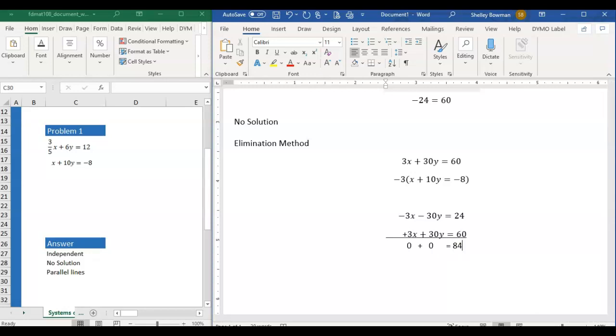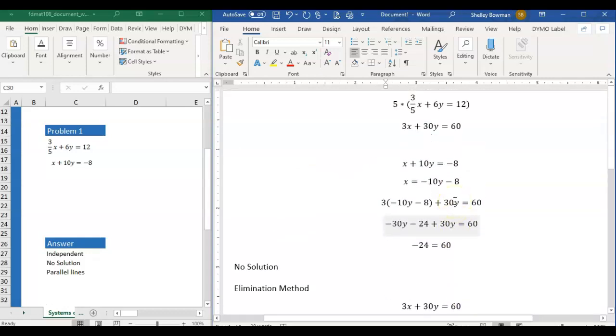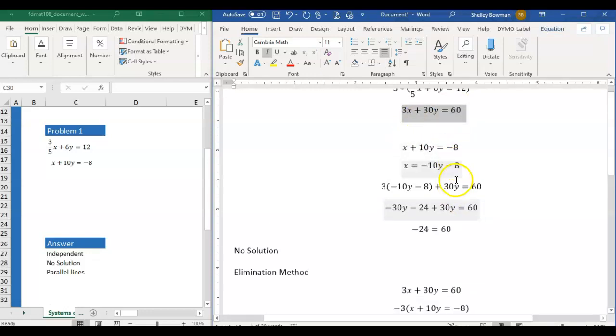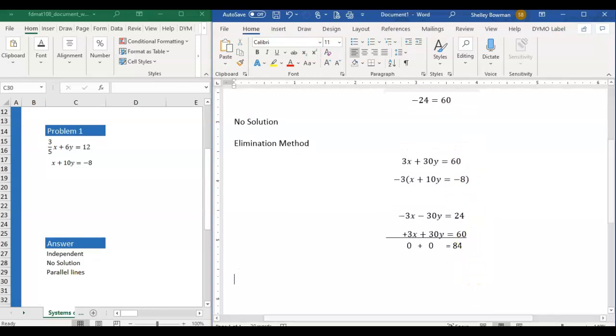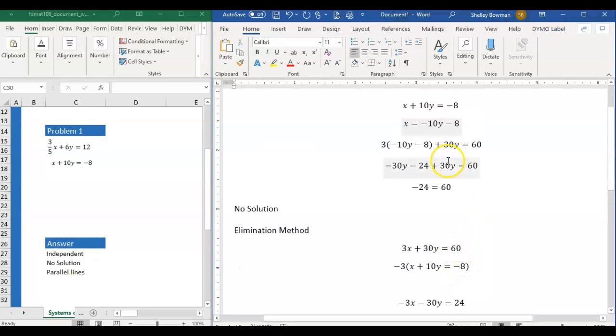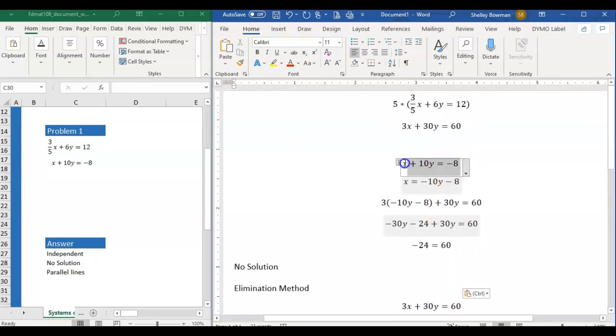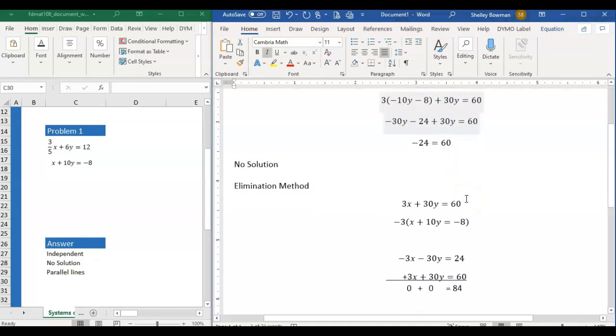Again, I end up with this really crazy, weird phenomenon, right? 0 equals 84, just like negative 24 equals 60. Those don't work. They will never be equal. So that leads me to the same answer of no solution. And the last thing I said was we can take these two equations and solve them for y to show that they indeed do have the exact same slope but different y-intercept, which would indicate that they are parallel, right?